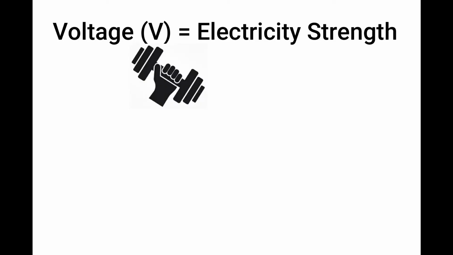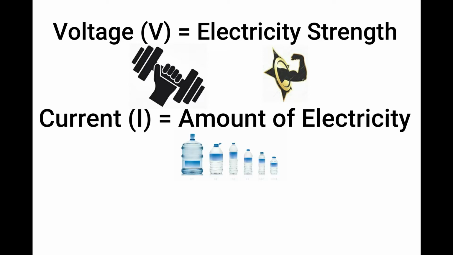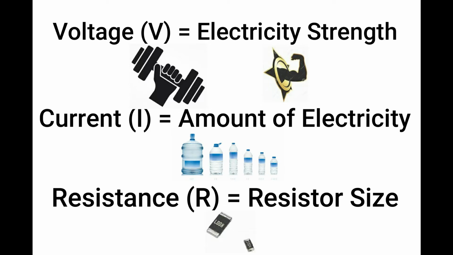Ohm's law is used to calculate three things: voltage, which is how strong of electricity we have at any given point; current, which is how much electricity is passing through our device; and resistance, which is used to calculate how strong of a resistor we need or how strong of a resistor is being used.